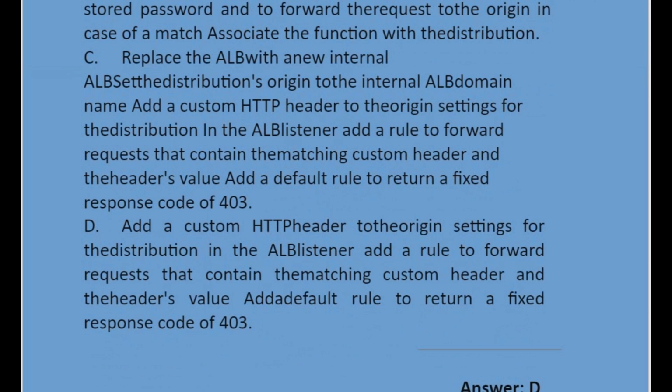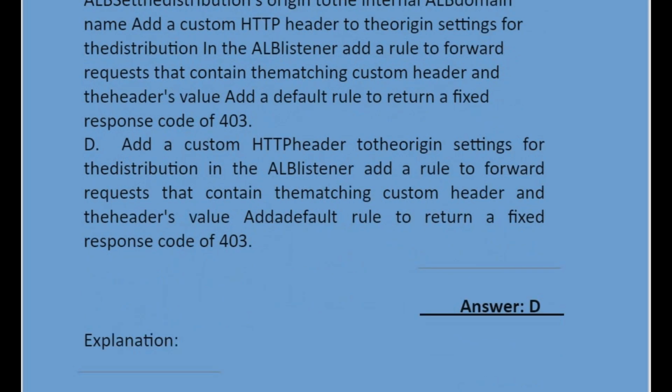Option D. Add a custom HTTP header to the origin settings for the distribution in the ALB listener. Add a rule to forward requests that contain the matching custom header and the header's value. Add a default rule to return a fixed response code of 403. Correct answer is option D.